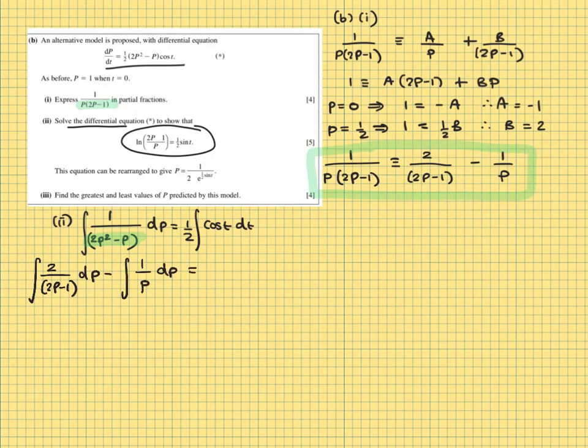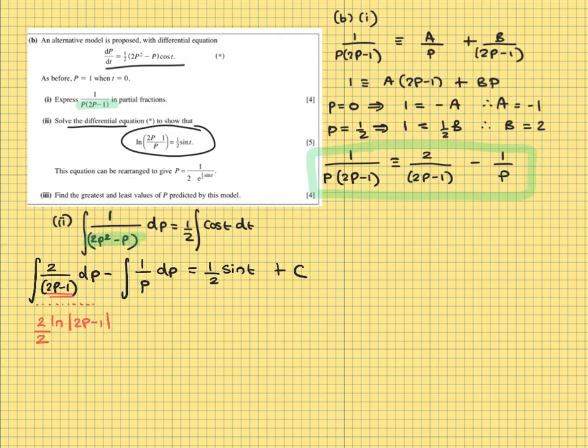I could write it as a single integral. I've chosen to write it as a pair of integrals. On the right-hand side, cos integrates to sine, and we'll put in a constant there. So, integrating each of the parts on the left-hand side in turn. First of all, this part here is going to integrate to ln mod 2p minus 1. But, of course, we have to divide by the derivative of the inner part here, so over 2.